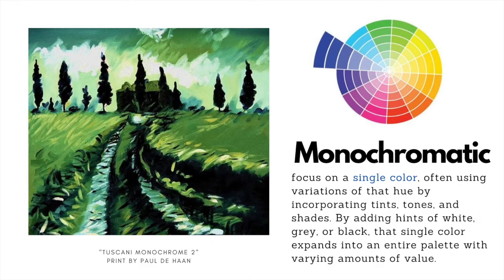Monochromatic color schemes focus on a single color, often using variations of that hue by incorporating tints, tones, and shades. And by adding hints of white, gray, or black, that single color expands into an entire palette with varying amounts of value. Those tints, tones, and shades provide highlights and shadows to spruce up an otherwise flat color palette. This color scheme is extremely versatile and easy on the eye.